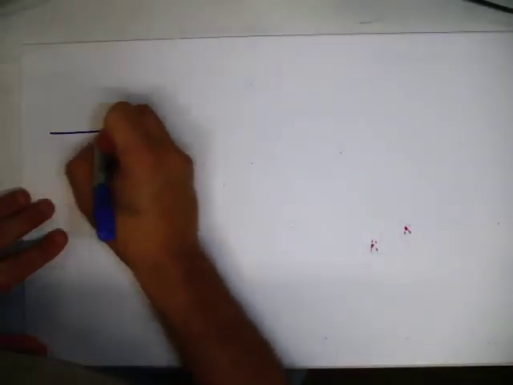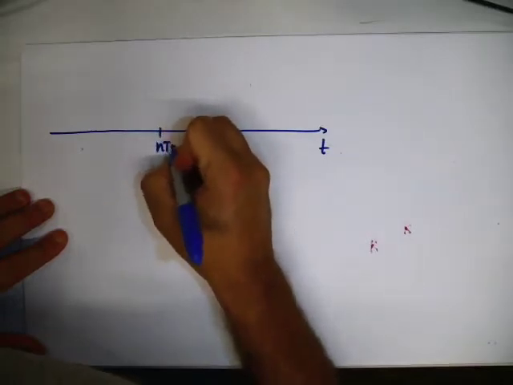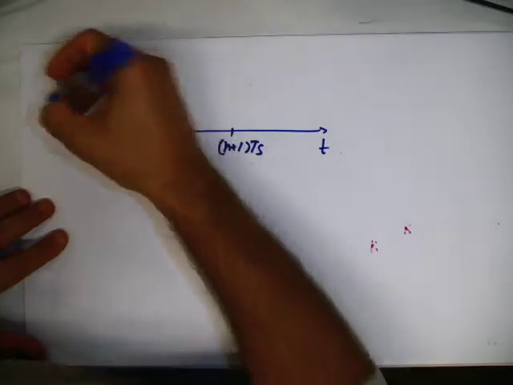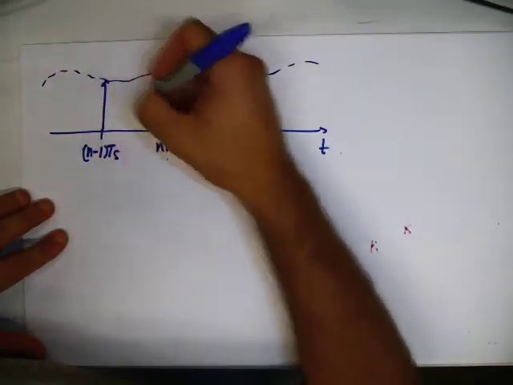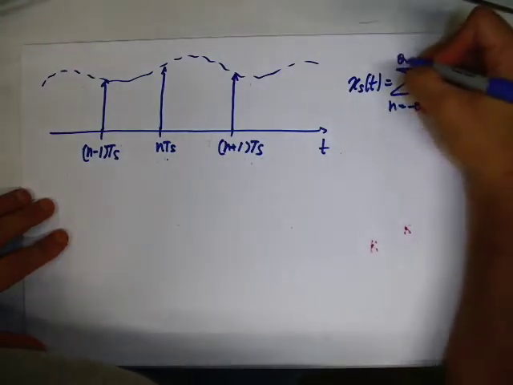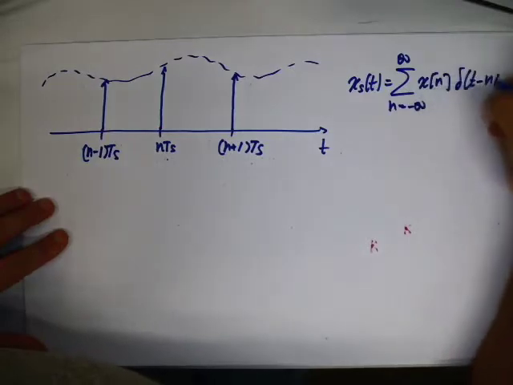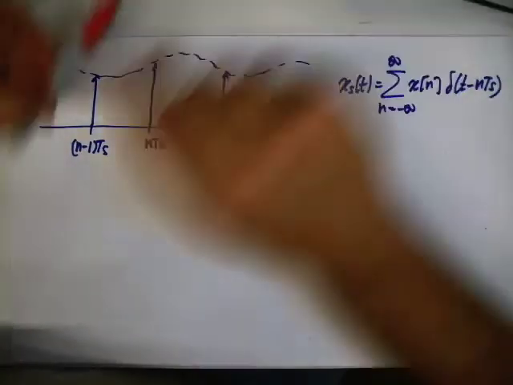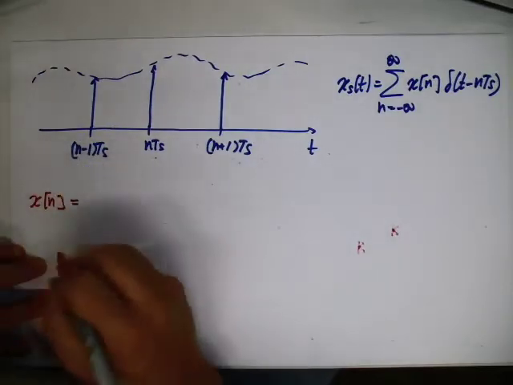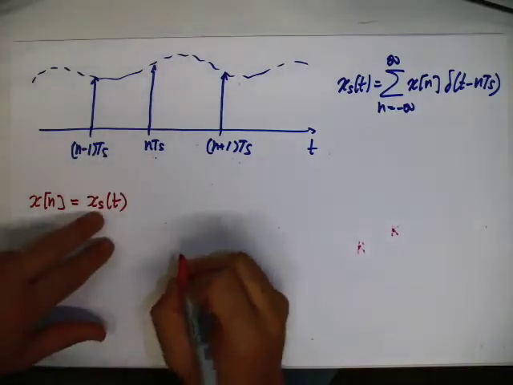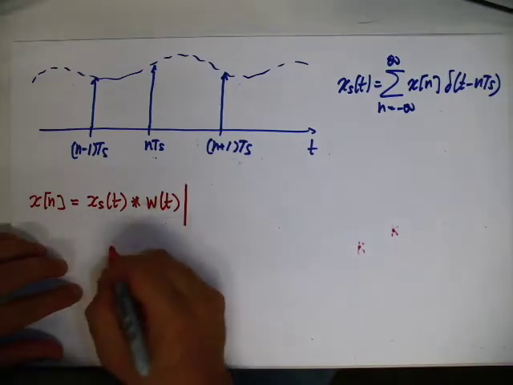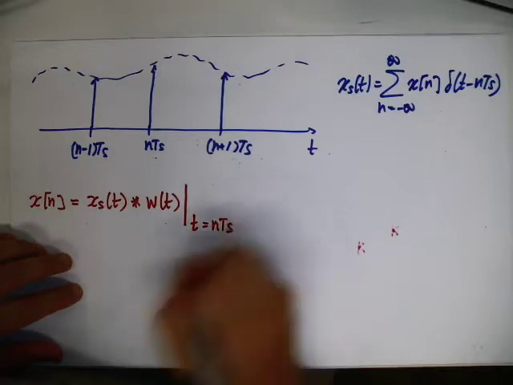Okay, so if this is my Dirac-ified signal, which is sampled every T_s, x_s(t) equals the sum from minus infinity to infinity of the discrete signal times delta(t minus nT_s), okay? And we can recover the original signal x_n by convolving the Dirac-ified signal with a special window that I now define, and then evaluating this convolution at t equal to nT_s.